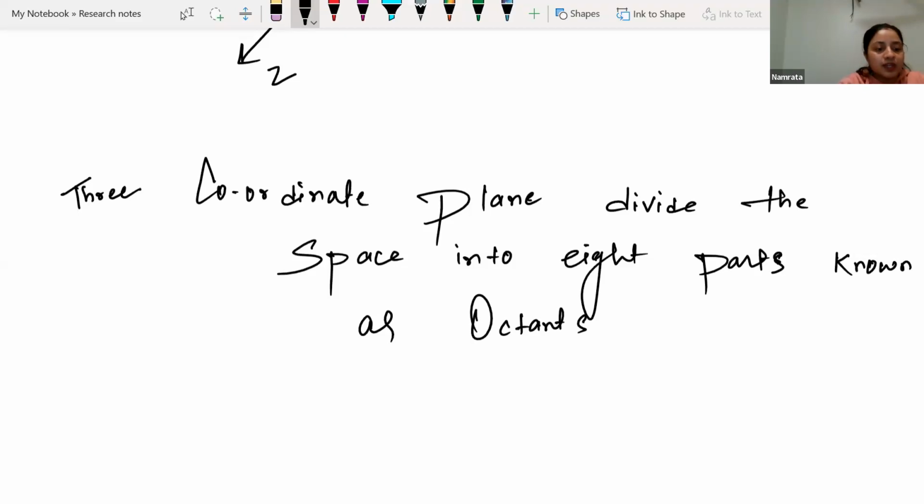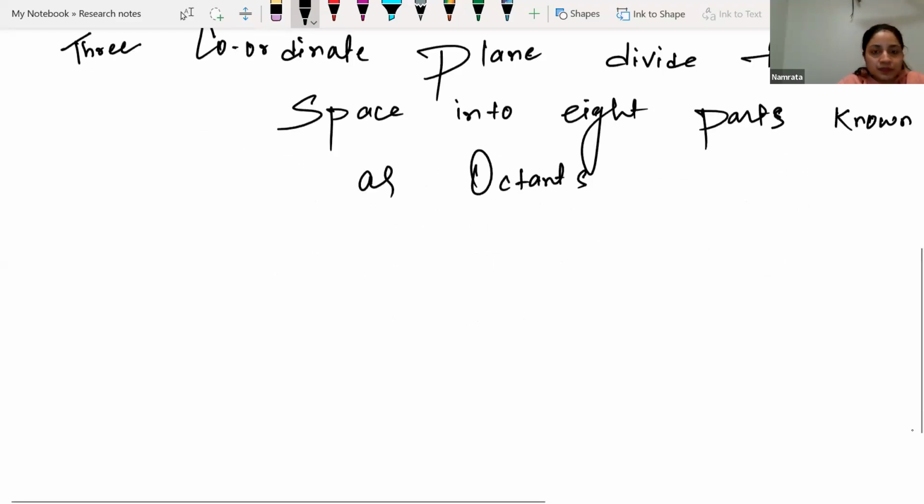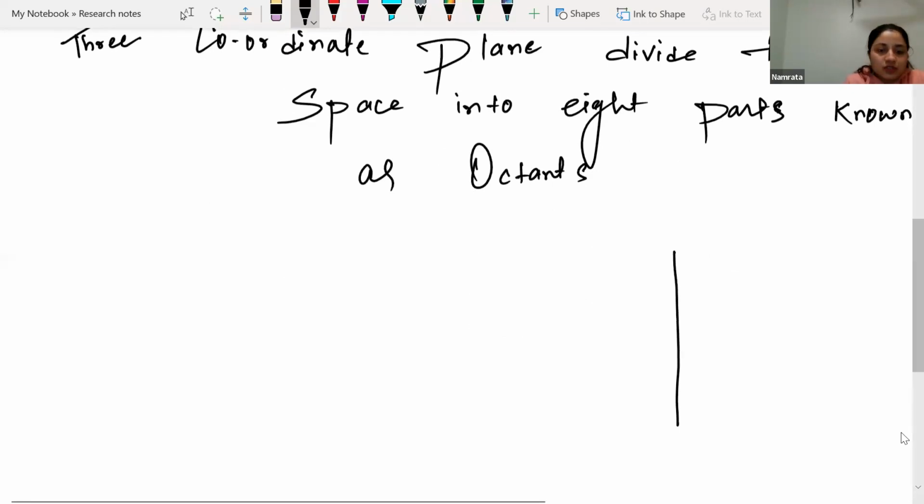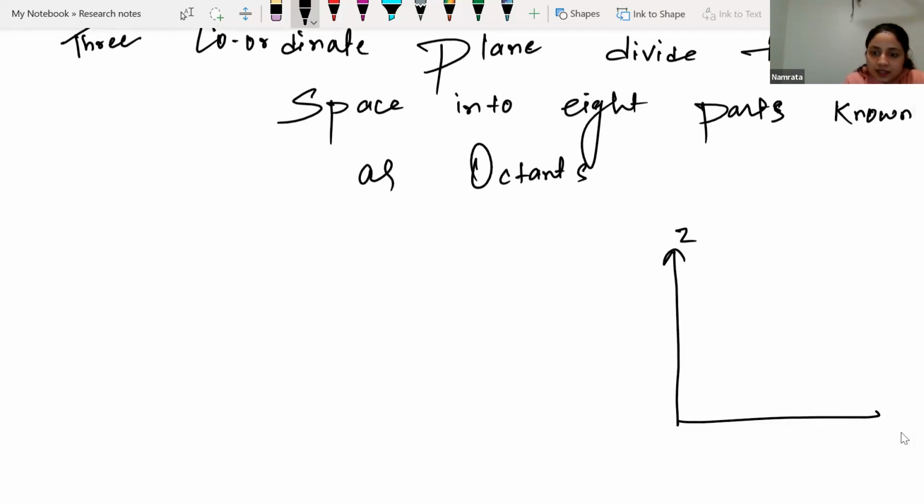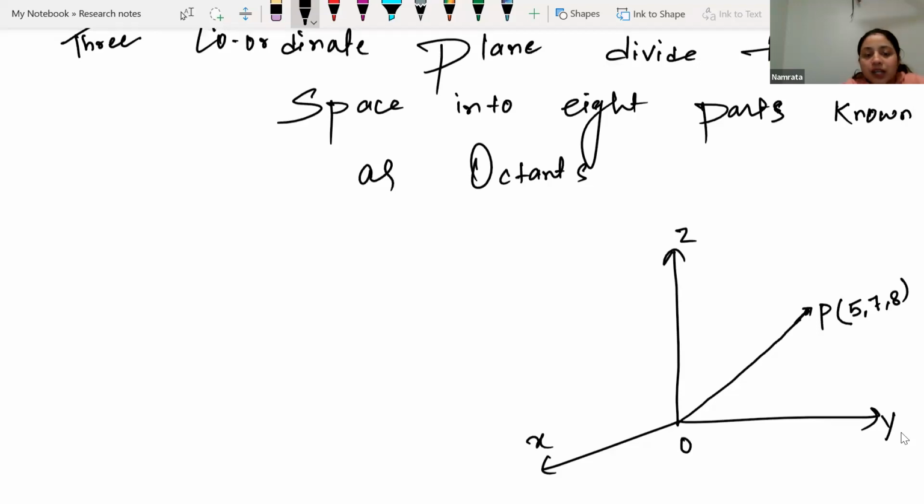Okay, now the next concept over here is, in 3D geometry we are having z-axis like this, y-axis, here x-axis, and if we are having a point P, the coordinate of point P in the form of x comma y comma z. So here suppose the coordinate of point P is 5 comma 7 comma 8. Now from here O is the origin, so OP we can draw like this. Now in Cartesian form, the coordinate is 5, 7, 8.